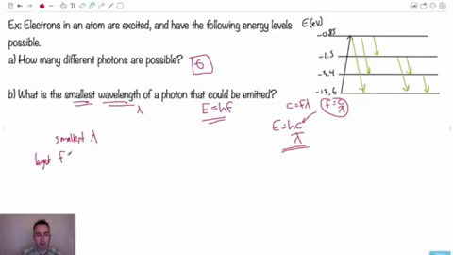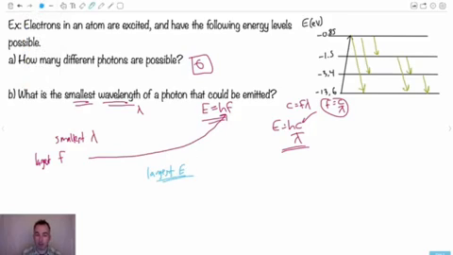We want the largest frequency. Smallest lambda is largest frequency. And since E equals hf, does it make sense? If we want the largest frequency, then we want the largest energy. This is going to be the important thing. So we want the largest energy then. Does that make sense how we figured that out?